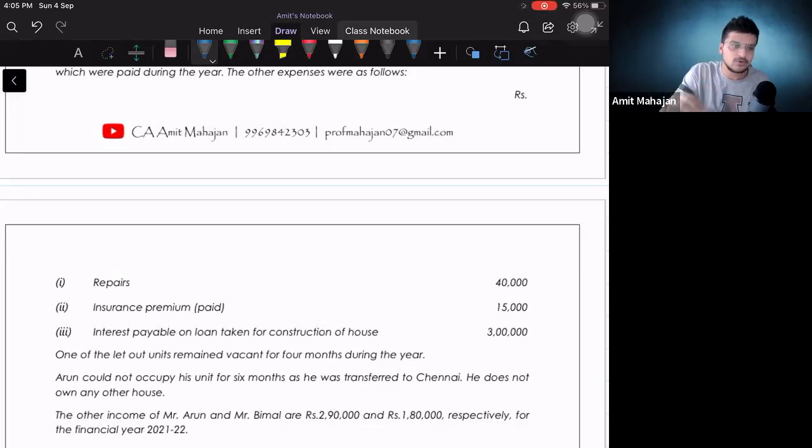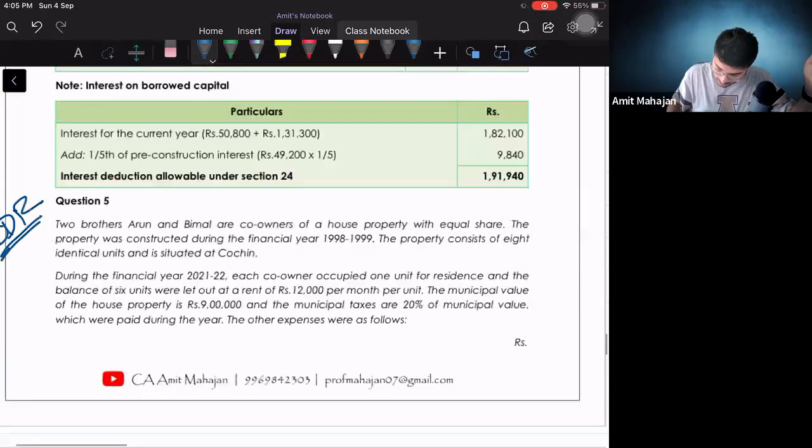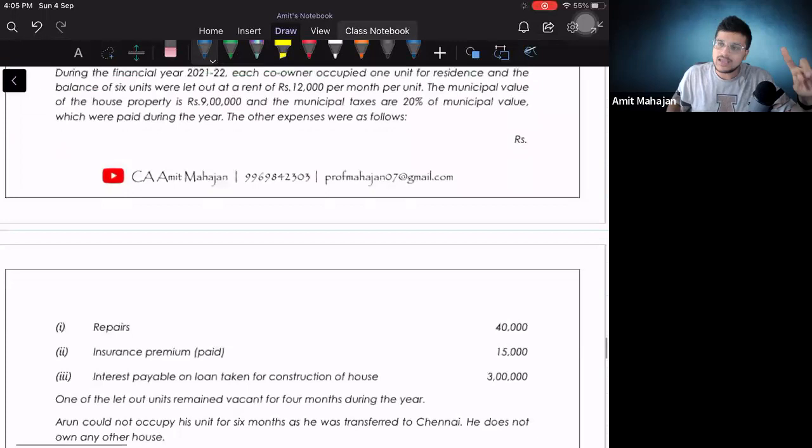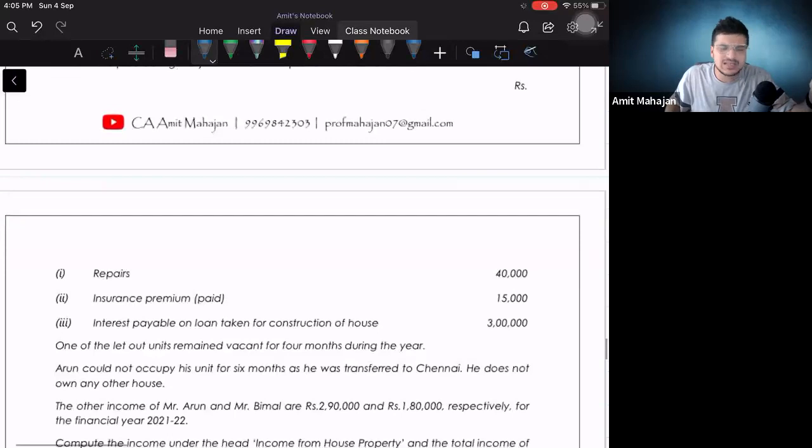ठीक है, नो प्रॉब्लम. Arun could not occupy his unit. अरुण और बिमल, उनके एक एक सेल्फ ऑक्यूपाइड प्रॉपर्टीज थे. वो जो अरुण का जो सेल्फ ऑक्यूपाइड प्रॉपर्टी था ना, वो 6 महीने के लिए नहीं था. ठीक है, हम लोग को क्या फर्क पड़ता है वैसे भी. सो दिस इंफॉर्मेशन कैन कंफ्यूज यू, बट कुछ सोचने का रिक्वायरमेंट नहीं है इसमें, बिकॉज सेल्फ ऑक्यूपाइड प्रॉपर्टी वो था नहीं था, हम लोग को फर्क नहीं पड़ता. ही डज नॉट ओन एनी अदर हाउस.